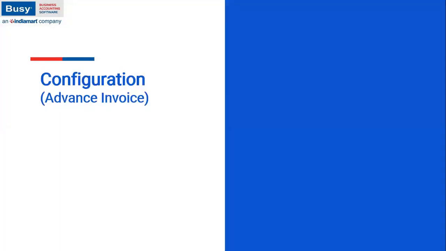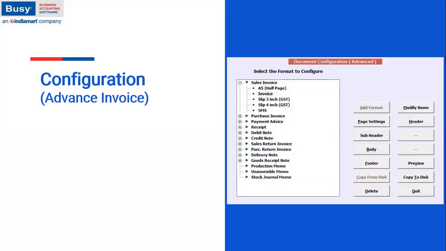Going forward, let us see the configurations of advanced designing, advanced invoicing. Here, this type of screen will appear in your configuration menu, and you have the option to create the format name. On the right side, we have the add format option. You can create n number of invoice designs. After adding the format, you have the option to modify the name, page settings menu, header setup, subheader setup, body, footer, etc.